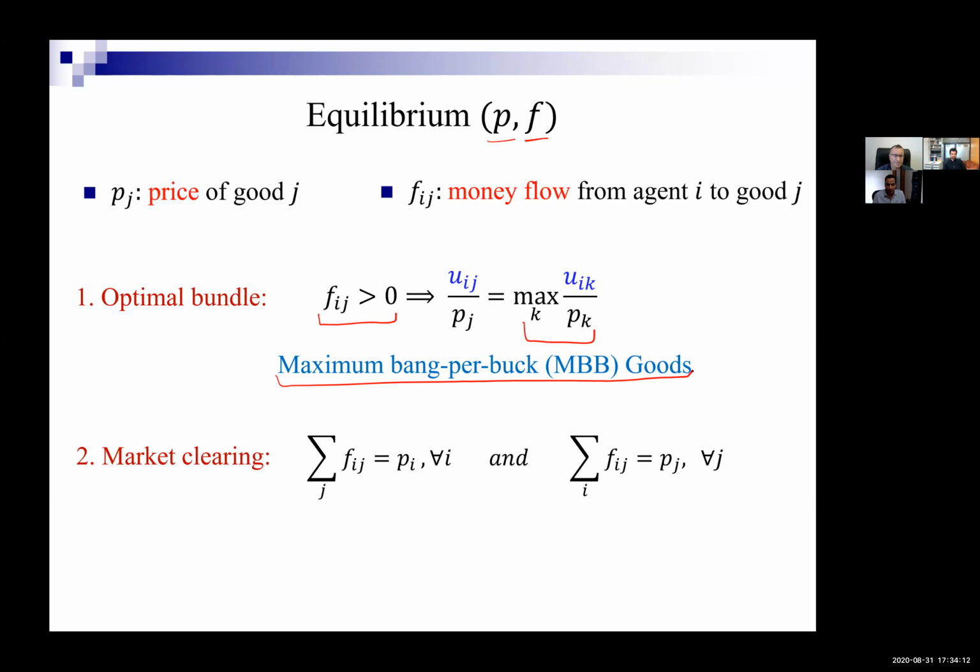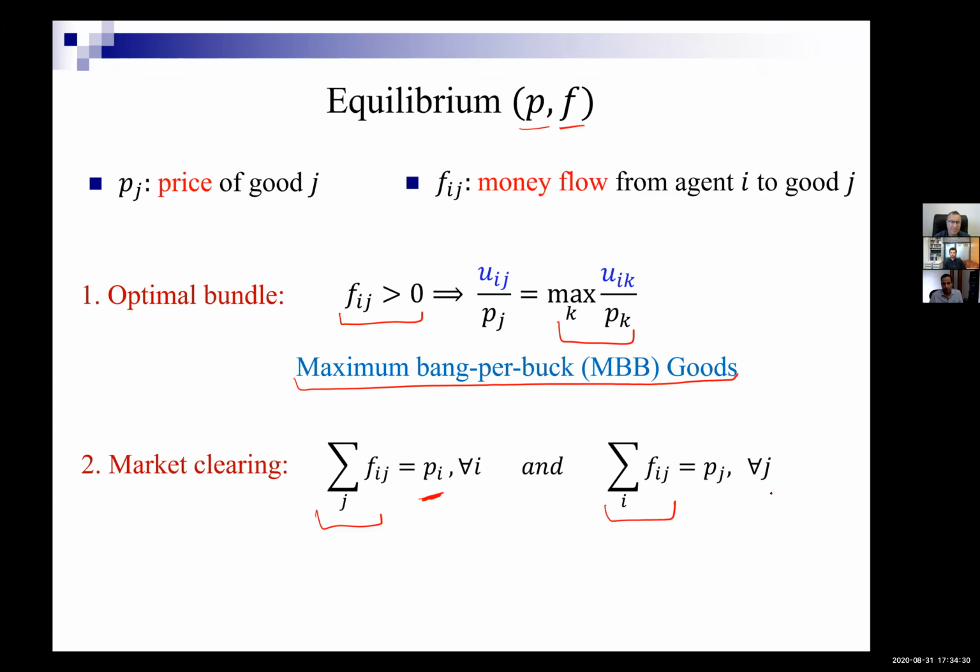Market clearing is nothing but the total money agent i is spending being equal to her budget. So p_i is the budget of agent i, and this is what she is spending. And the total money coming to a good, for every good, is equal to p_j, because there is 1 unit of each good in the market, so this good should get p_j amount of money. So if f and p satisfy these two conditions, optimal bundle and market clearing, then it is an equilibrium. And the computational problem is to find these prices and allocation for a given market.